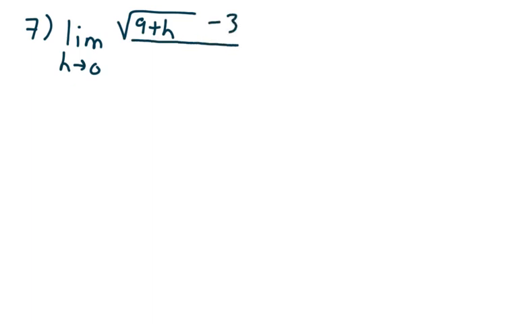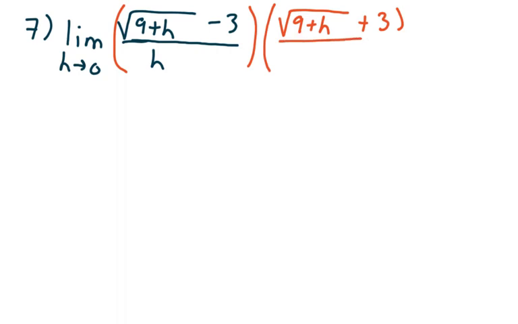So let's take a look at example 7. Suppose I ask you the following. Suppose I had the limit as h goes to 0 of square root of 9 plus h minus 3, all divided by h. And this is a classic one where we have to rationalize the numerator. And so what we're going to do is multiply the numerator and denominator by the conjugate of the numerator. In other words, I'm going to multiply numerator and denominator by the square root of 9 plus h plus 3 divided by the square root of 9 plus h plus 3.